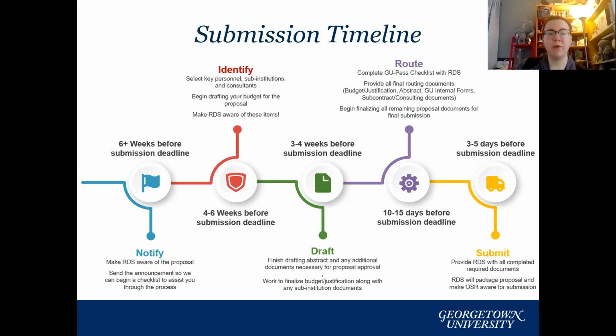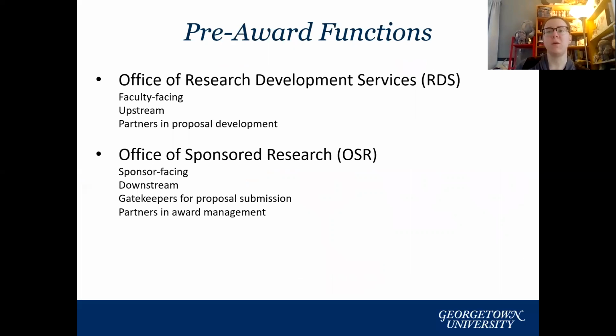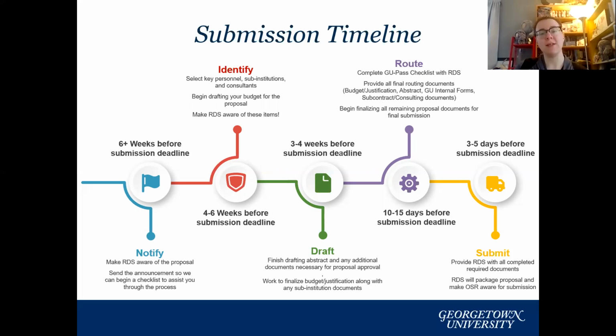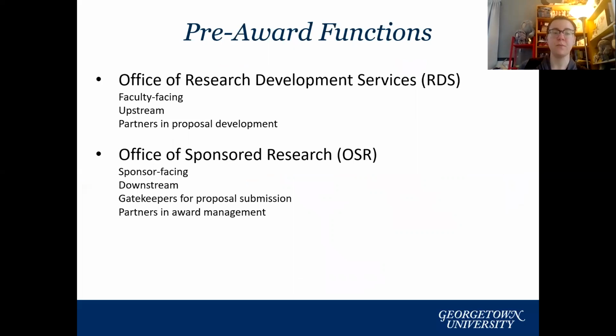Then 3 to 4 weeks before the deadline, we can start to work with you to finalize a budget justification so that we can do the internal routing, which is GUPass. Once that's approved, we can work with the final documents, upload them into the application portal, or assemble the final PDF for you to review, so that we have all the I's dotted and T's crossed before we hit submit.